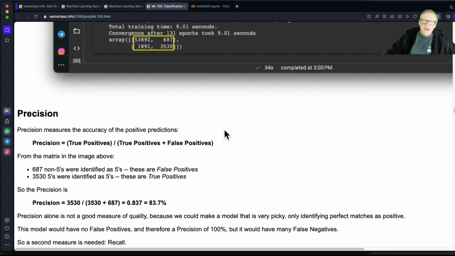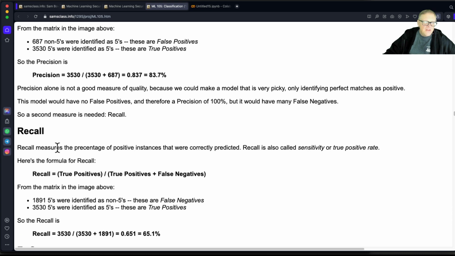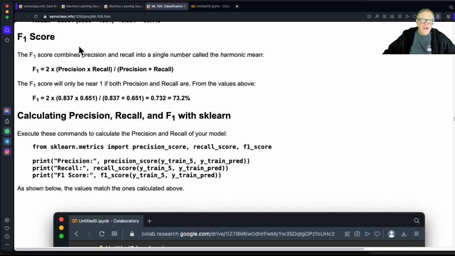And there are various numbers you can use. Precision is true positives over the total, and that's going to be 80%. And the recall is true positives over true positives plus false negatives, called the sensitivity, and that's 65%. And then there's this thing called an F1 score that combines the two, and it will only be near 1 if both precision and recall are near 1. So these are just various ways to measure the accuracy of a model.